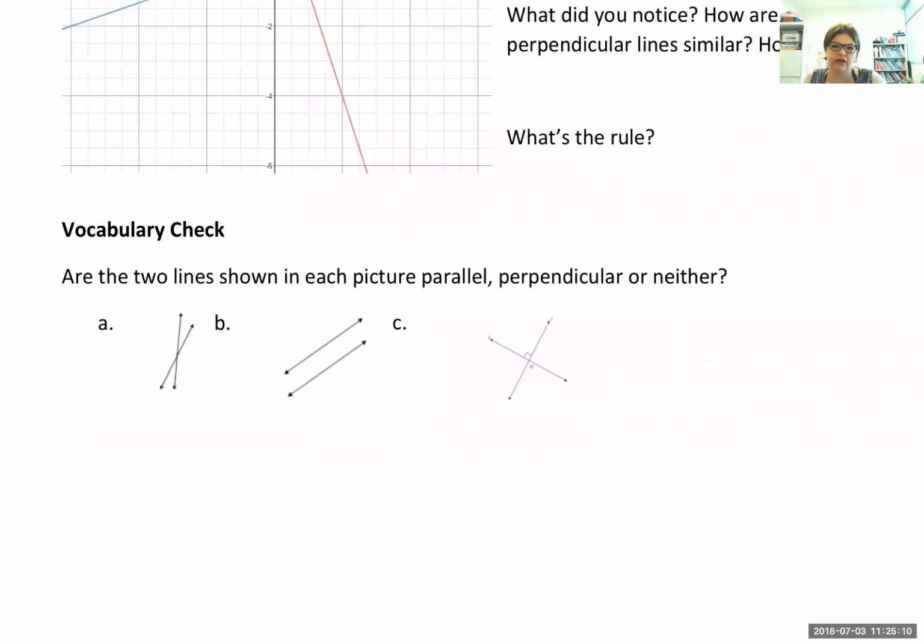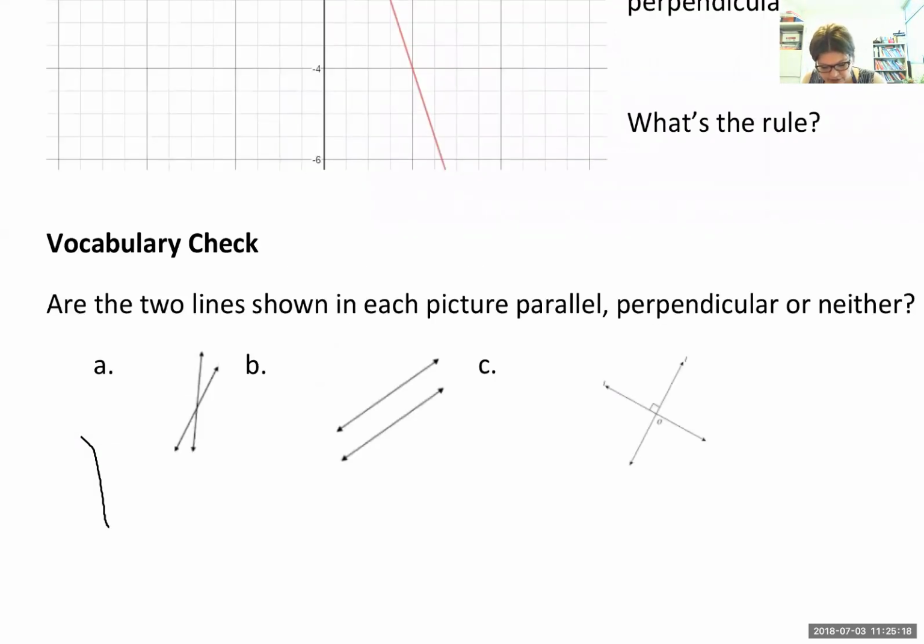First of all, I got a little vocabulary check for you guys. This problem says, are the two lines shown in each picture parallel, perpendicular, or neither? Looking at example A, we're asking ourselves, are they parallel? Remember that parallel lines run in the same direction forever and never cross. Obviously, A is not parallel because these two lines cross. So we can rule that out.